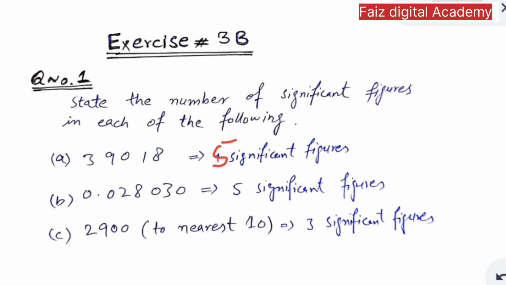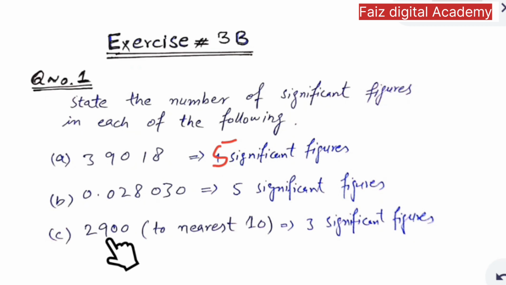In the B part, we have to determine the significant figures, and here there are 1, 2, 3, 4 and 5 significant figures. The first zero is non-significant because it comes before the significant digit, but the last zero is significant because it comes after the decimal and after the significant numbers. So the zero coming after the significant numbers in a decimal number is considered significant, and the zero in between two significant figures is also significant. So there are actually 1, 2, 3, 4 and 5 significant figures.